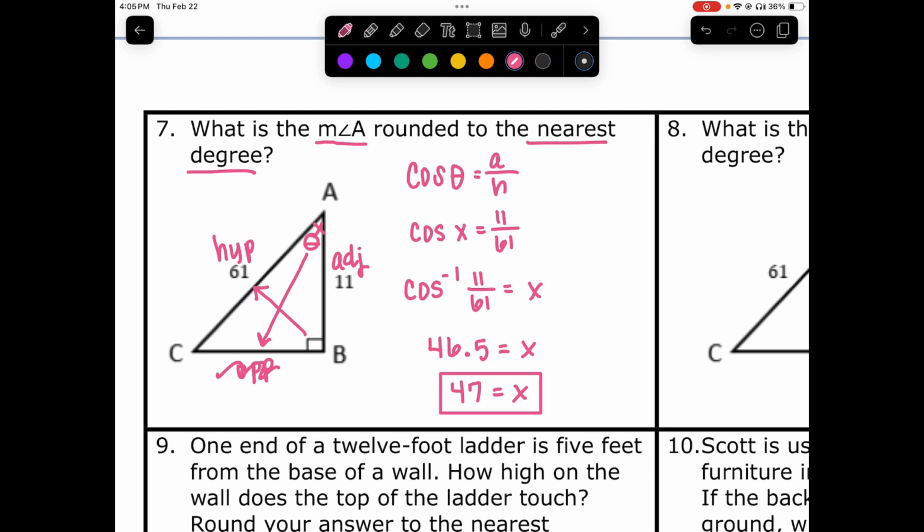Again, I know I keep telling you to round to the tens place, but if it's telling you to do something different, then do the thing that it's telling you to do.